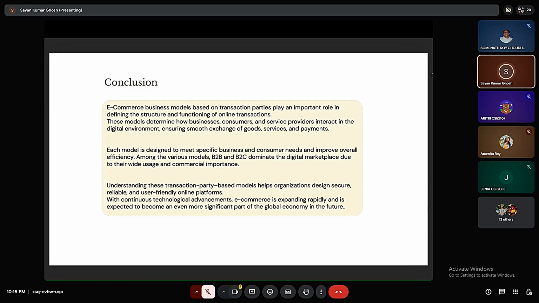Understanding these models helps organizations build secure, reliable, and user-friendly platforms. With rapid technological advancements like mobile commerce, AI, and digital payments, e-commerce will continue to grow and become even more important in the global economy. So e-commerce is not just a trend, it is the future of business.